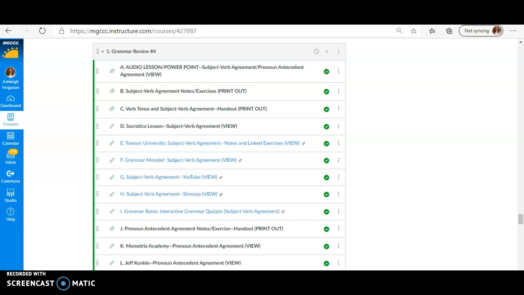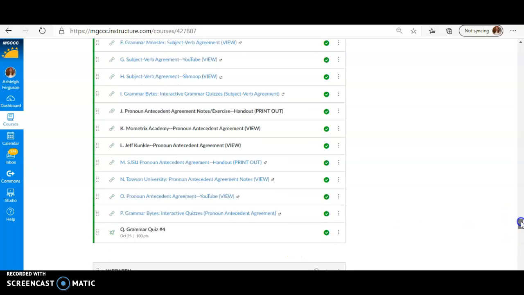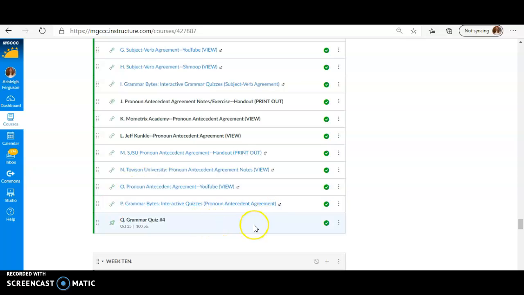You do have some self-tests that you may want to consider taking here. You're going to notice we have 2 self-tests from Grammar Bites. They're interactive quizzes. We have one that is on, of course, subject-verb agreement, and if you go a little bit further down, you'll notice there's one also on pronoun antecedent agreement. Please try to take those self-tests before you actually take the Grammar Quiz 4, and as always, you're going to have 3 chances on the Grammar Quiz 4, and the highest grade will be the grade that goes in the grade book, okay?